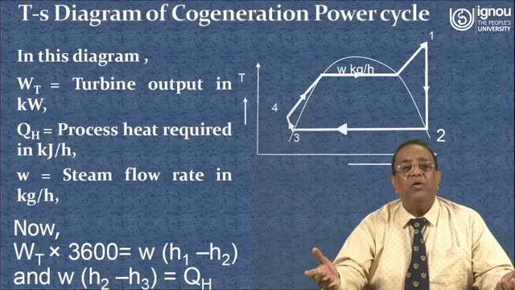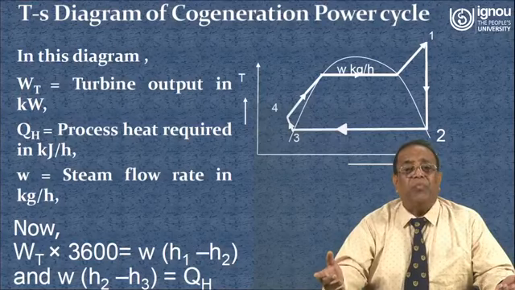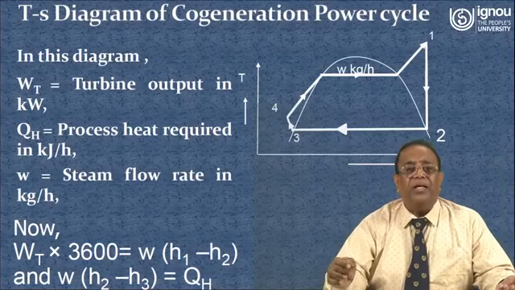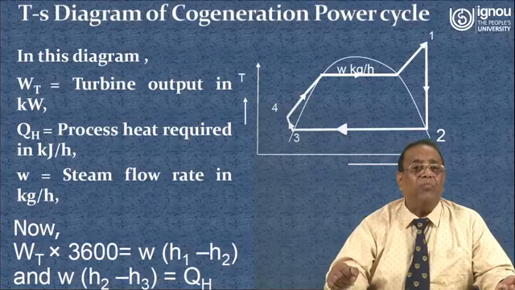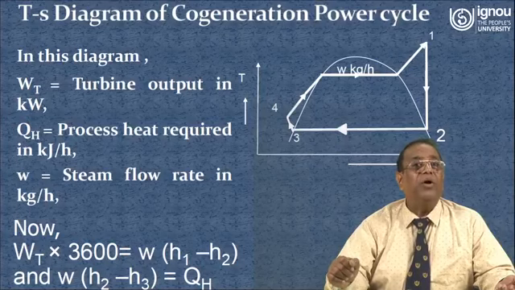As I already told you, point 1 is the entry point of the turbine and point 2 is the exit point of the turbine. Here you see that the steam is leaving the turbine as a saturated vapor, and the process heater is the process between 2 and 3. From 3 to 4 is the pump work, and the heat input in the boiler is from point 4 to point 1.